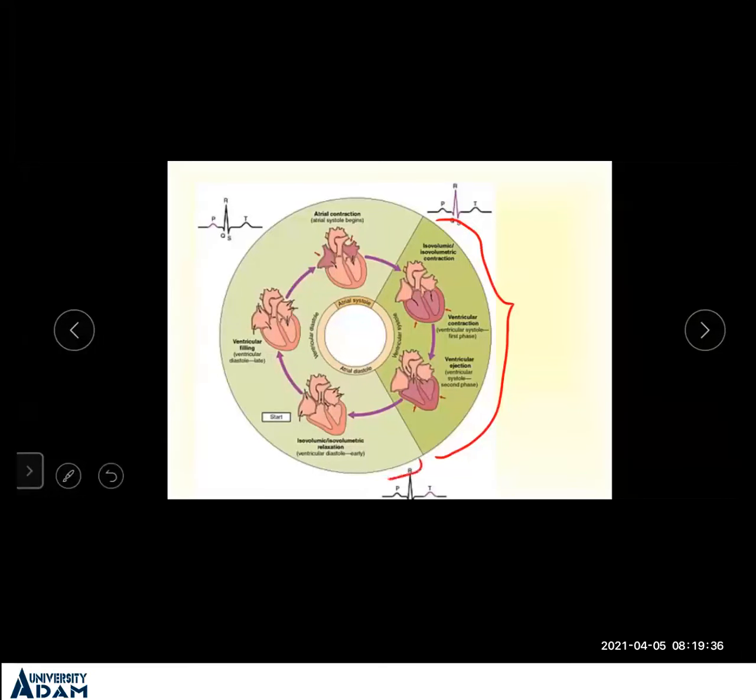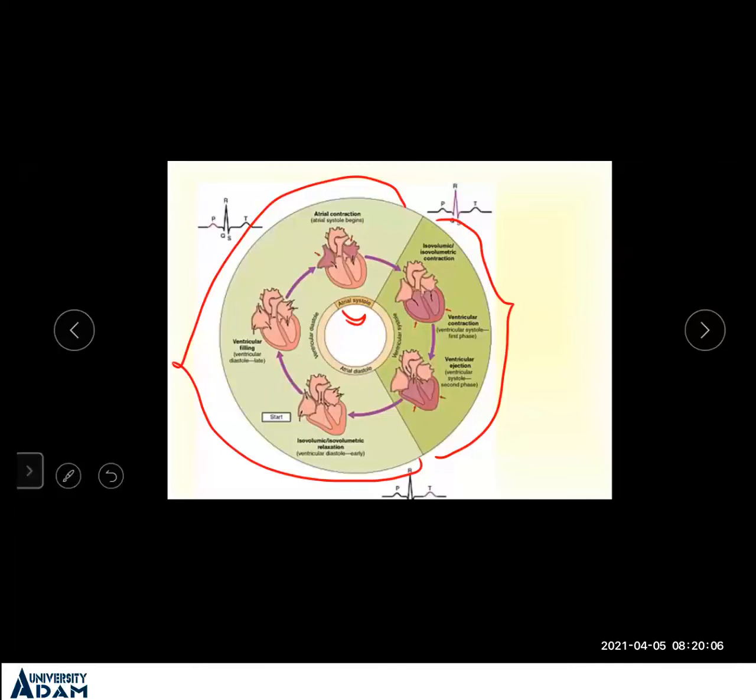Okay, and from this point up to here, this is diastole of the ventricles, which also includes atrial systole. You can see here, the last portion of diastole includes atrial systole. So we relate cardiac systole only to the ventricles.